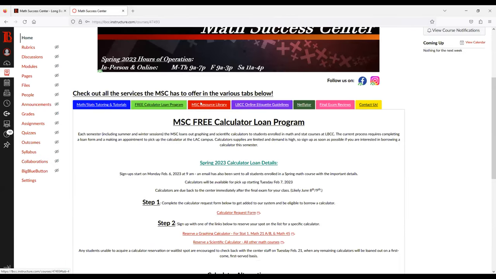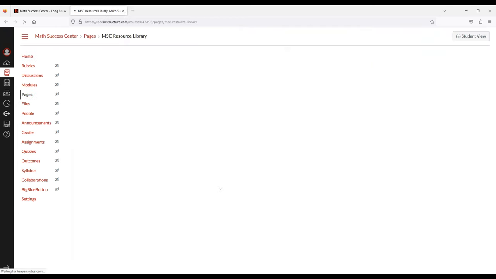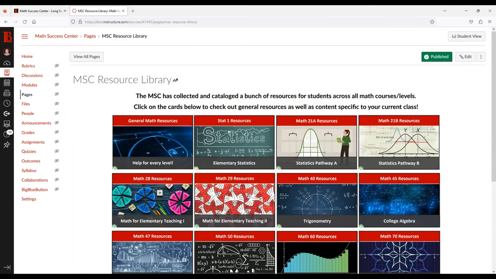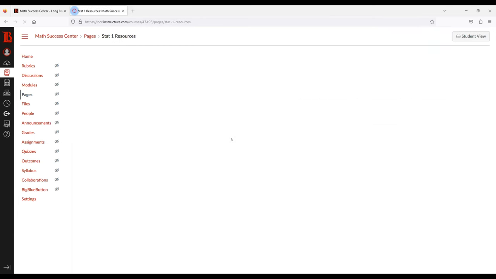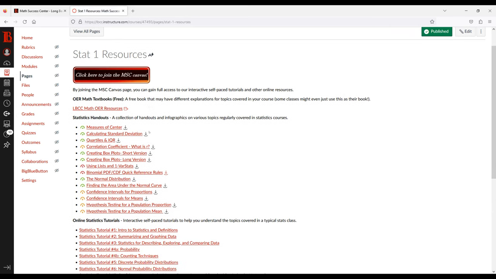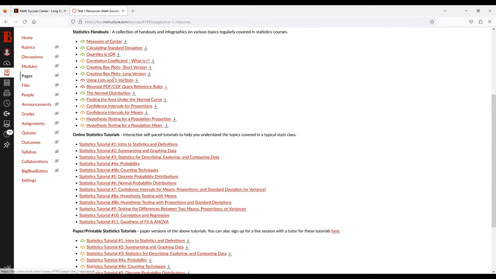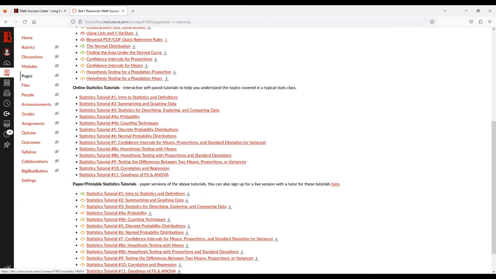Okay. We also have a resource library. This is going to be curated material that you can go through to find different topic guides or tutorials. There's also an entire open resource textbook here that's going to go over everything your instructor's going over, maybe in a different way if this is not the textbook your instructor's using. It also has practice problems and solutions. There are handouts on the different topics and tutorials on similar topics.